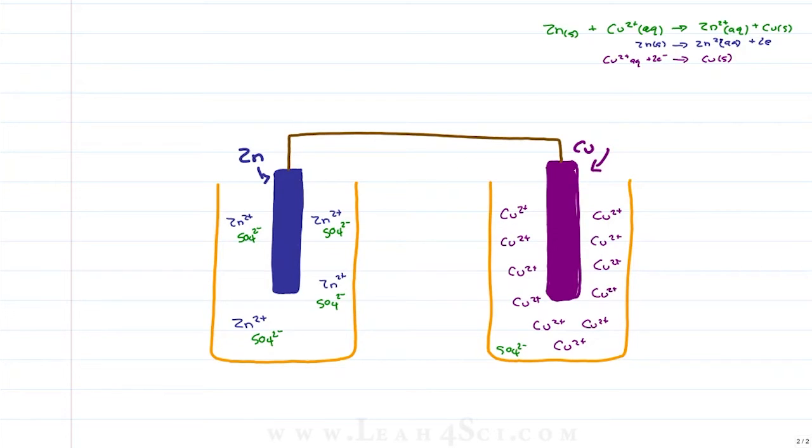If you look at the half reactions, you'll see that zinc solid is losing 2 electrons. The electrons are coming off. And copper 2 plus is gaining the electrons. The electrons are flowing from zinc to copper.